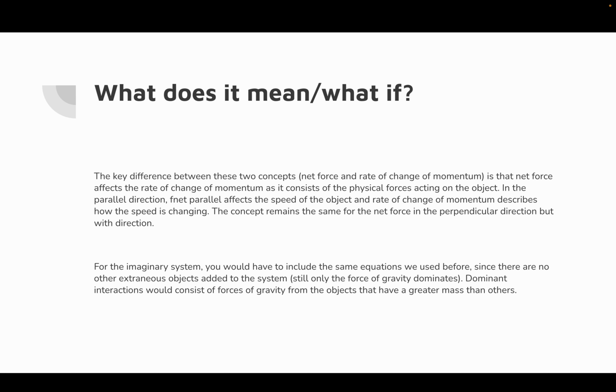The most dominant interaction would be with whichever object has the most mass, as that would increase the magnitude of the gravitational pull to be greater than anything else.